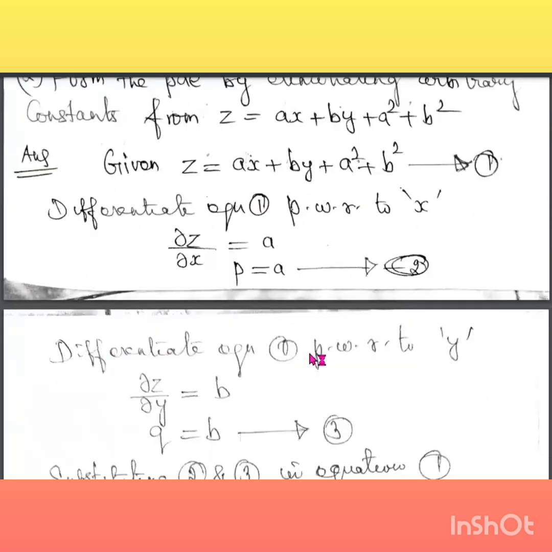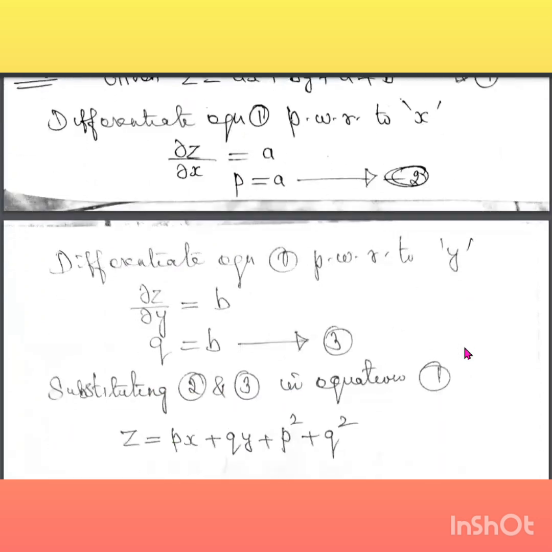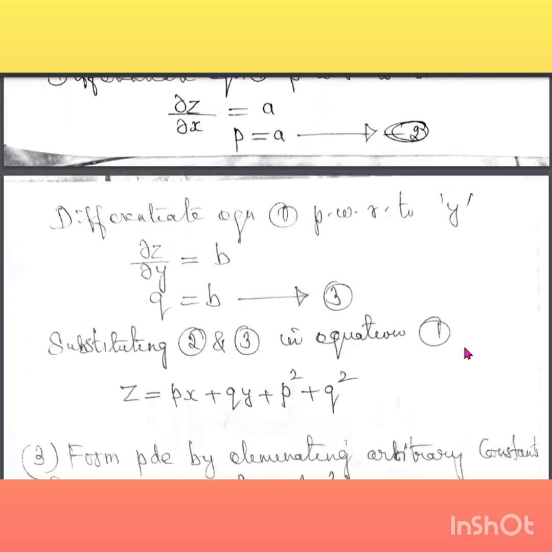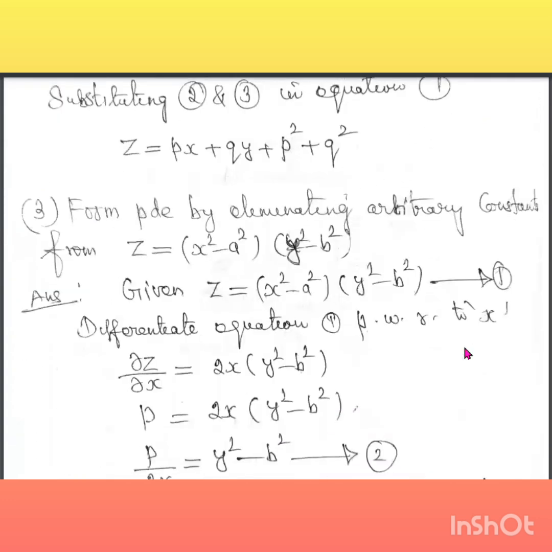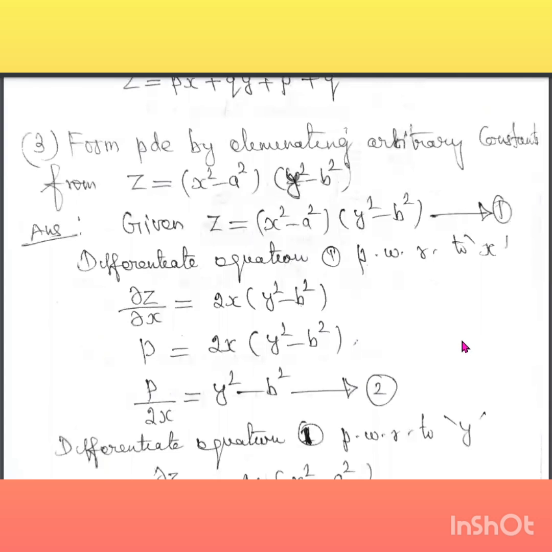Next, differentiate equation number 1 partially with respect to y. ∂z/∂y is equal to b. So q is equal to b. Therefore, substitute p is equal to a, q is equal to b in equation number 1. z is equal to px plus qy plus p square plus q square. Let us see one more example.